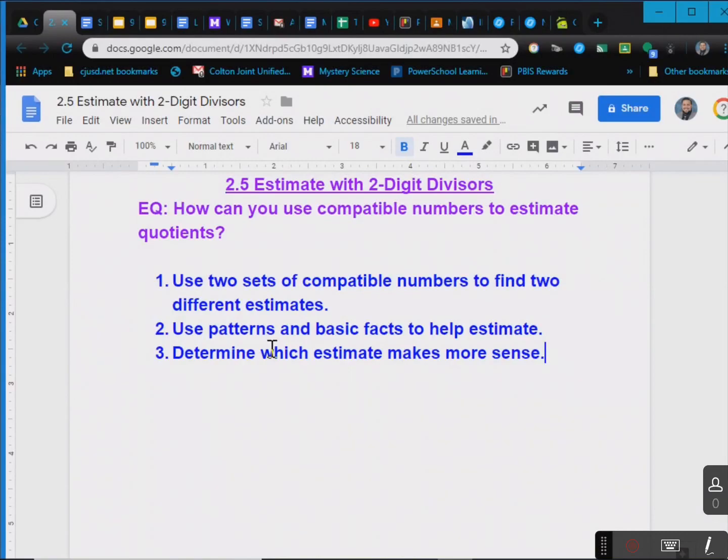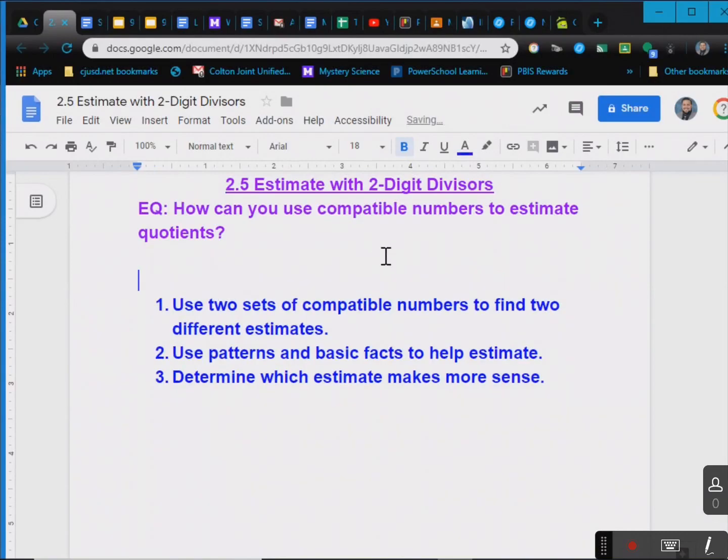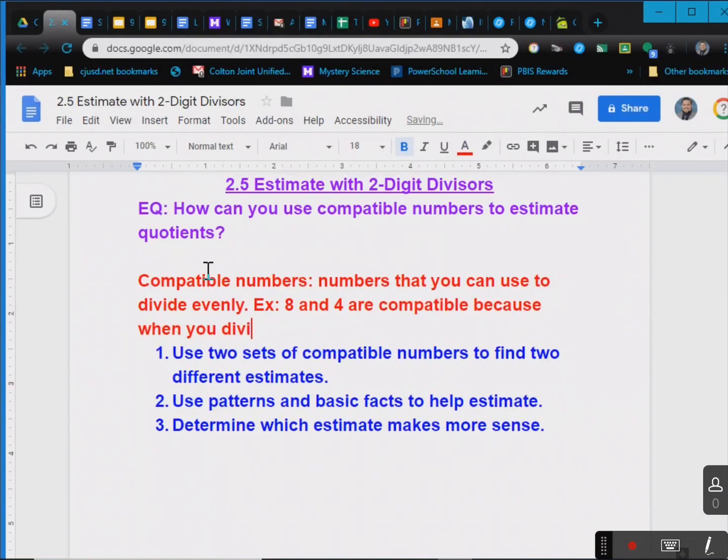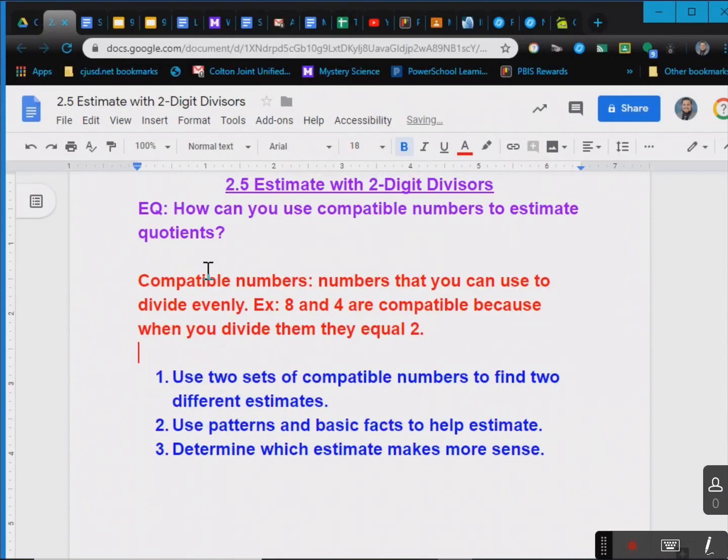Compatible numbers are numbers that you can divide. And I actually want this to be one of your vocab, so I'm going to put it right here. Compatible numbers: numbers that you can use to divide evenly. For example, 8 and 4 are compatible because when you divide them, they equal 2. Okay? And you don't have to write this whole sentence. You could just write the equation.